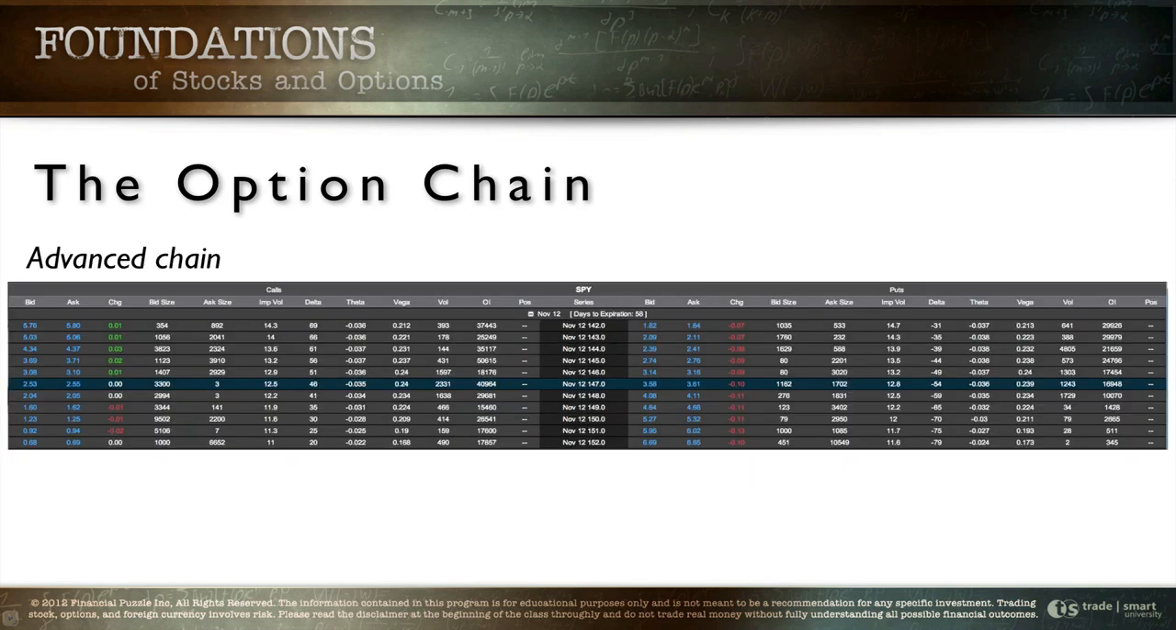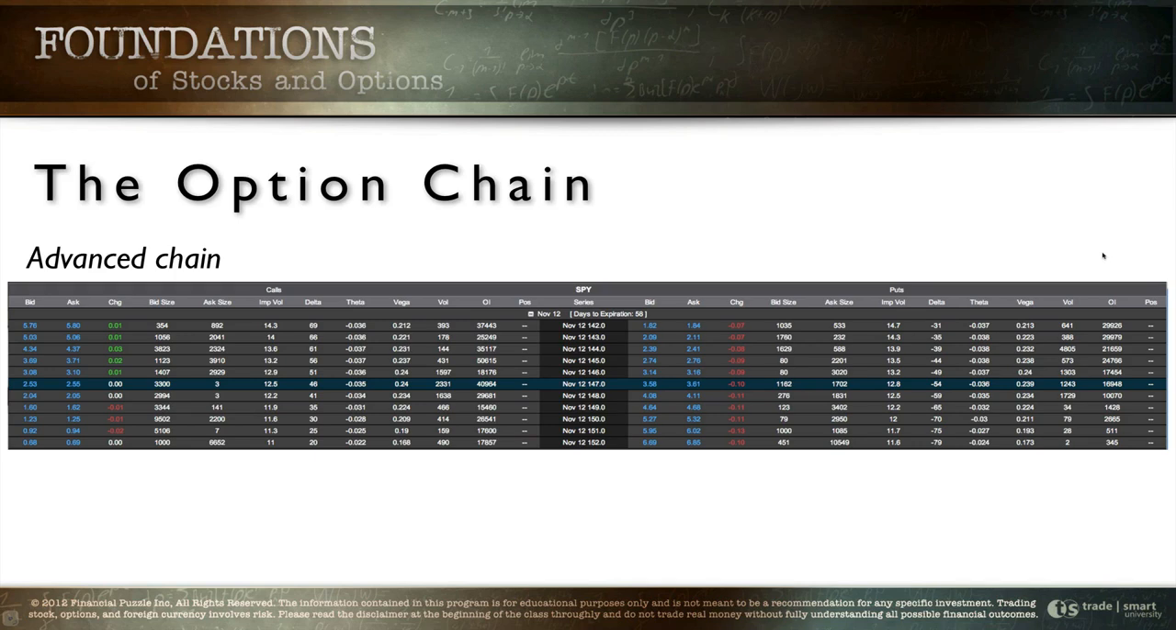More complex, this is a very advanced chain. Take a look at this one here. This one here, you got the bid, the ask, the change, the bid size, the ask size, implied volatility, delta, theta, vega, volume, open interest, and your position size. Then you've got the strike prices down the middle, and it all repeats over here for your puts. So you can be very minimalistic with an option chain, and you can be very detailed with an option chain.